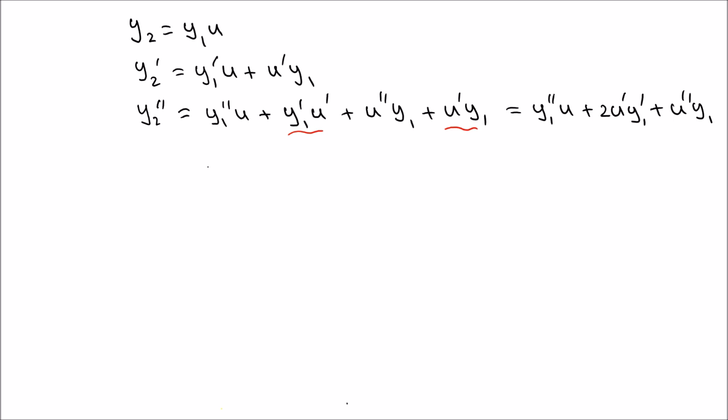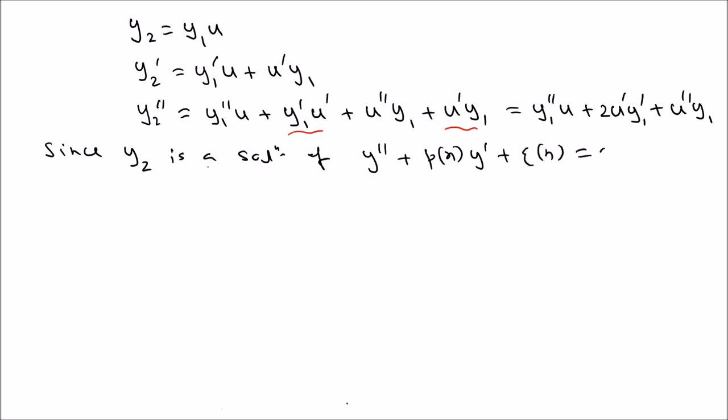Good. Now what we can do, we can substitute this, because we know that y2 is a solution of y double prime plus px y prime plus qx y equals 0. We can substitute here, so we're going to get 0 equal y2 double prime plus px y2 prime plus qx y2. So let's plug in for each term.